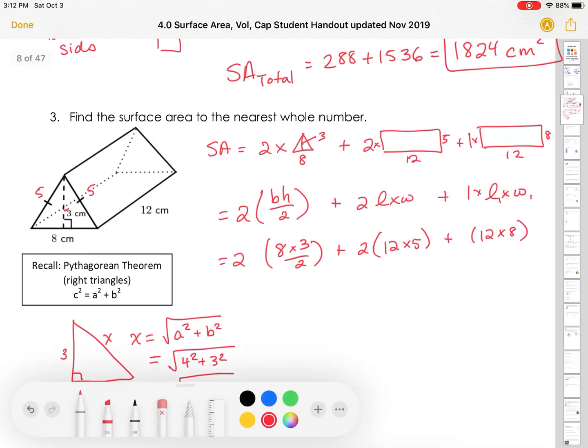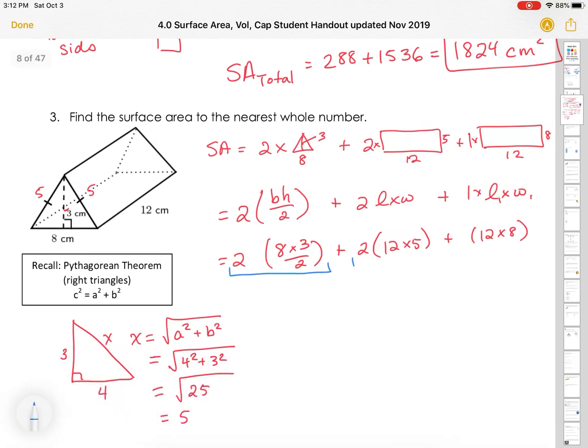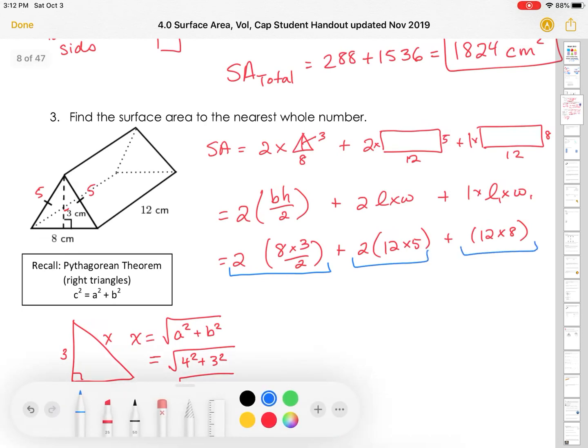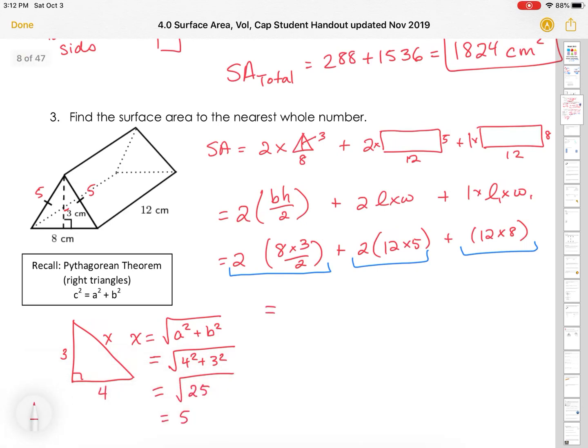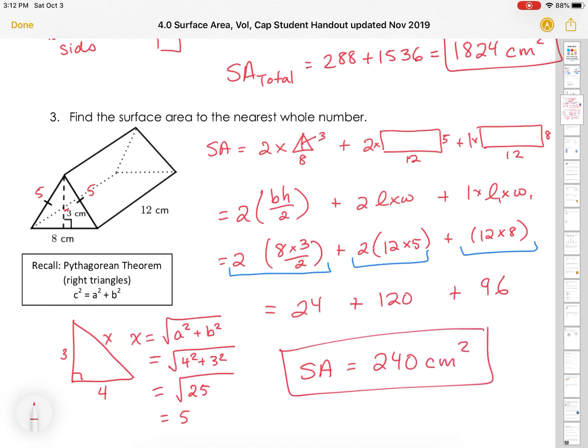Now, make sure you do each of these separately. So this is the triangle, this is this one, and this is this one. Do those separately and then add up last. You don't want order of operations to mess you up. So the first one should give you 24. Second one should give you 120. And the third one should give you 96. So our total surface area equals, we add that all together, 240 centimeters squared. Okay, so it's really about breaking it down into the pieces and determining what those pieces are.